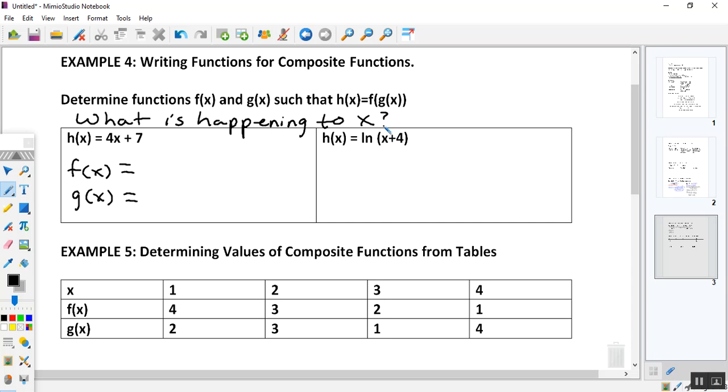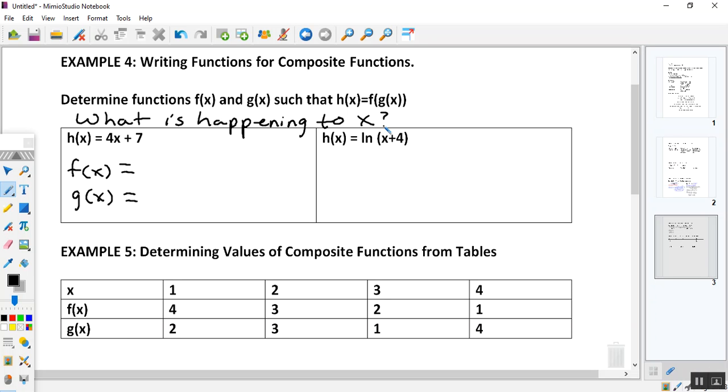4x plus 7. So if I said, hey, x, what's happening to you within that function? You're getting multiplied by 4, and you're also getting added 7. So one function is going to be 4 times x, and then another function is going to be x plus 7. Question becomes, which is which?